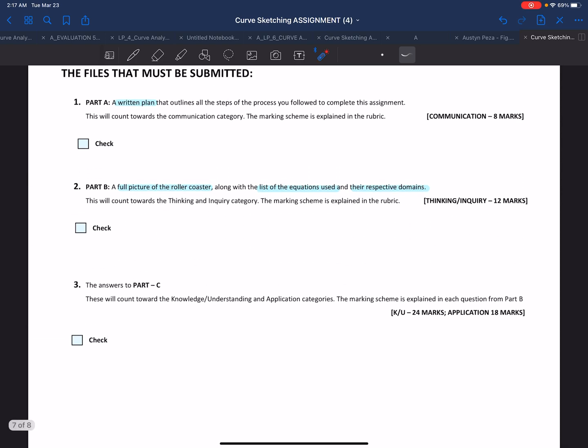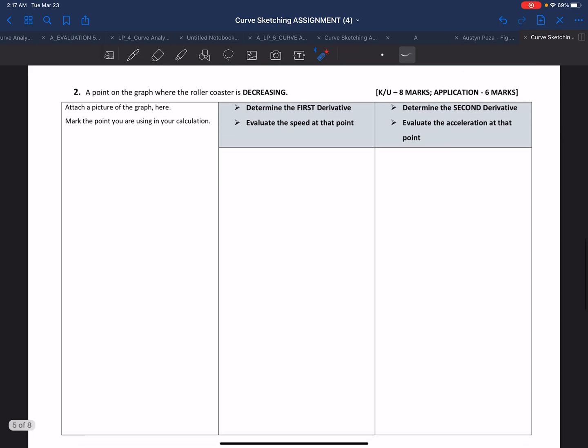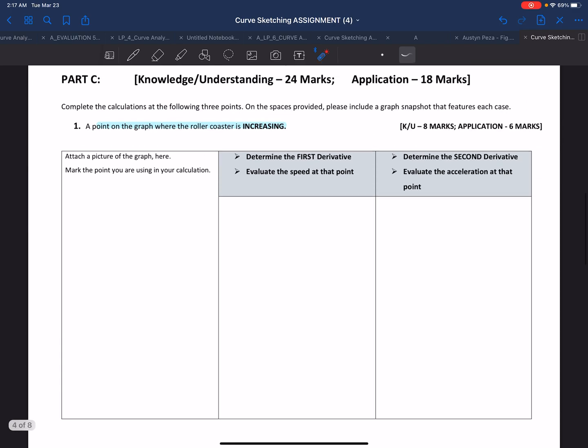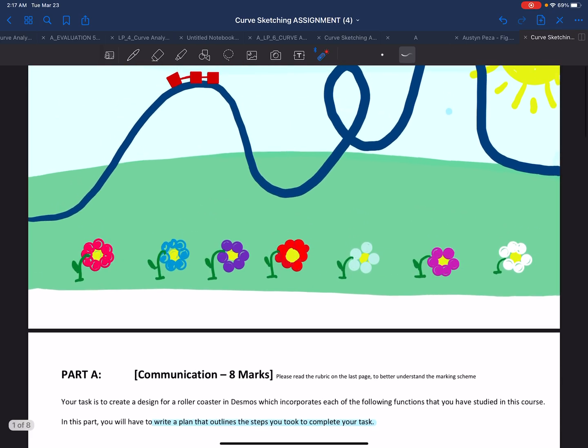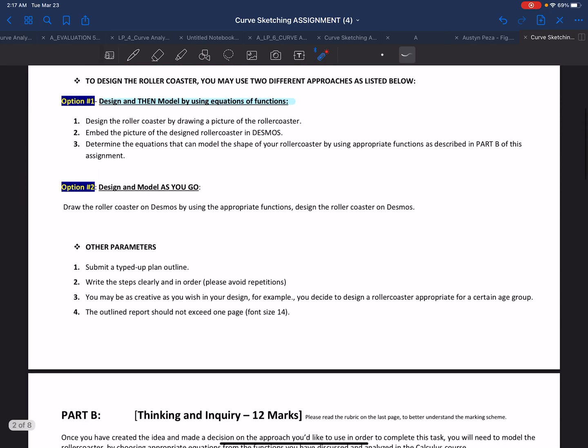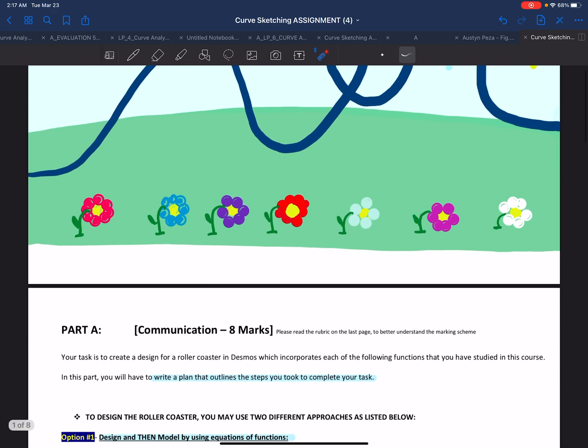Now, the last part of your assignment is the calculations, which will count for knowledge, understanding, and application categories. So complete the calculations in the spaces provided and submit the exact same pages. Once you're done, I'd appreciate if you combine all the pages into a single PDF file, and order all the pages, starting with part A, part B, and then part C.